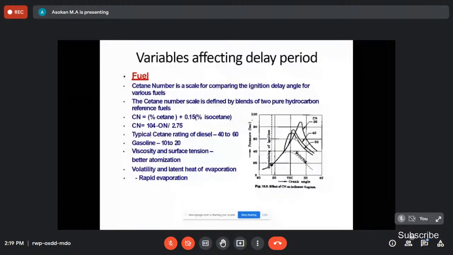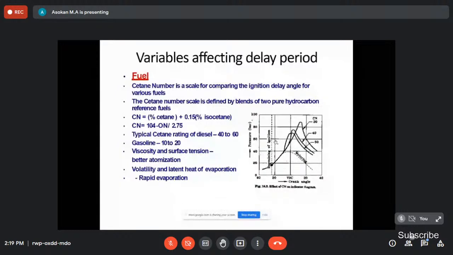So for cetane number 50, how much is the pressure? Around 60 bar, 70 bar. But in the case of cetane number 30, what is the pressure? And also this knocking, right? The higher knocking damages the engine. So at cetane number 50, this is the maximum pressure, the ignition quality. If the cetane number is higher, you get more pressure, but vibration takes place. That is the drawback.